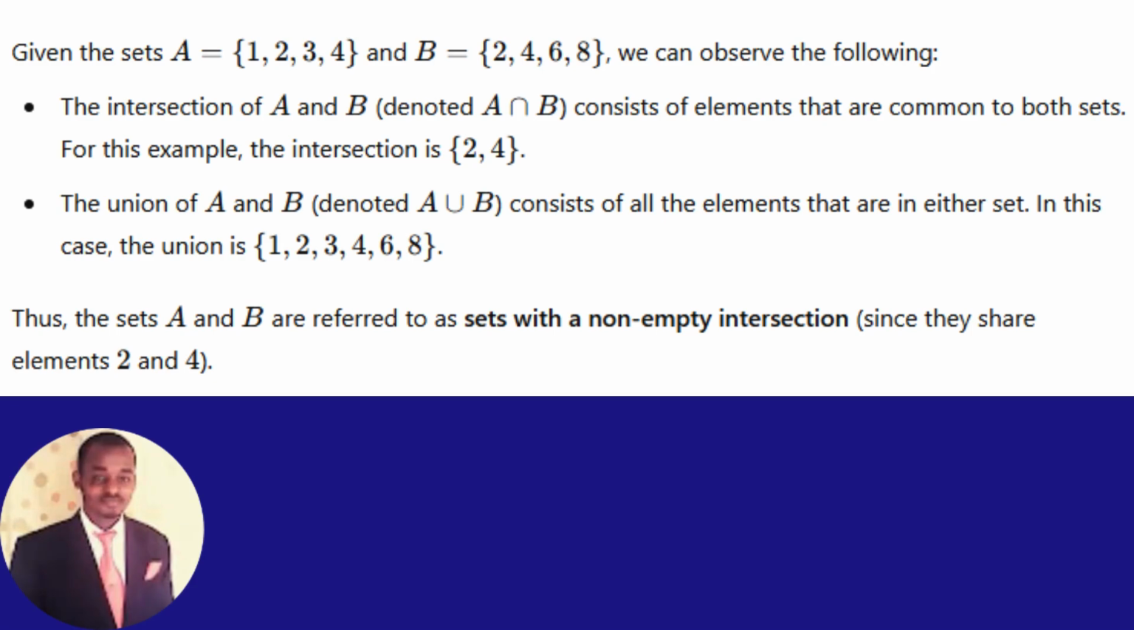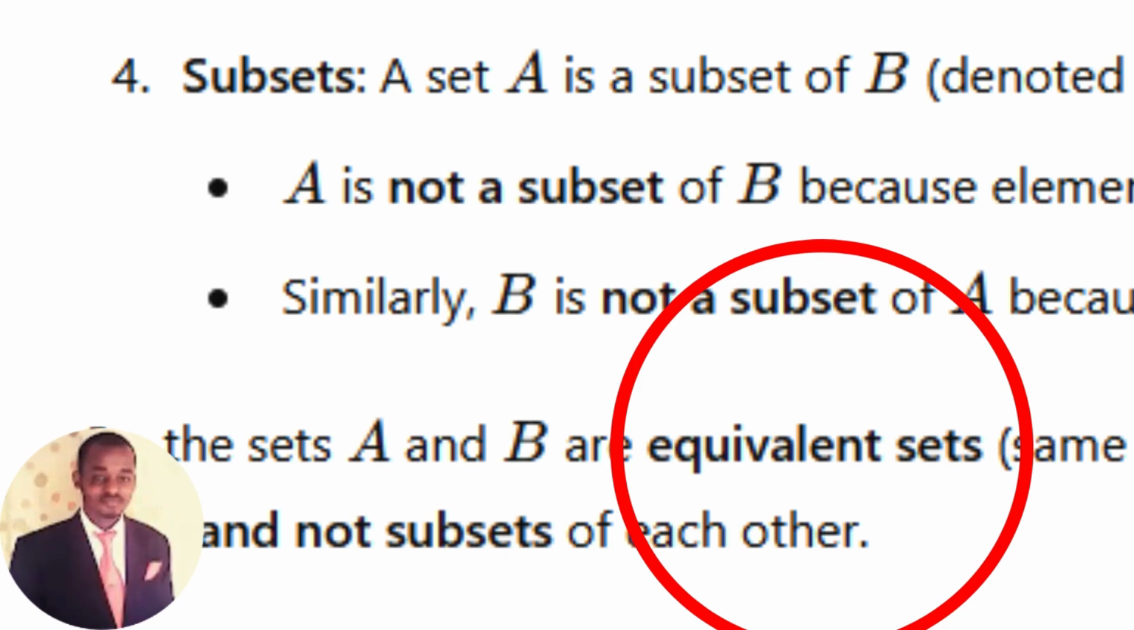Now we have this that says that given the set A equals 1, 2, 3, 4 and B equals this, we can observe the following. From here we can tell what we are going to do. They're asking us to find the union and to give the name of this union. So let's look. The name is equivalent set, because we have numbers that appear 2 times, meaning that they're equivalent in both places. So the name is equivalent set.